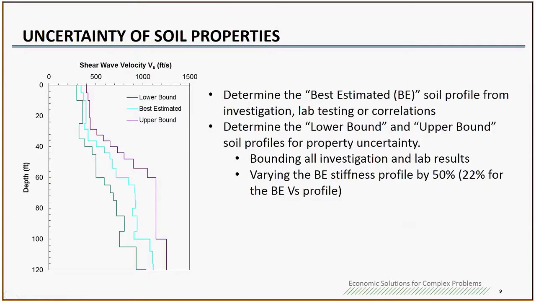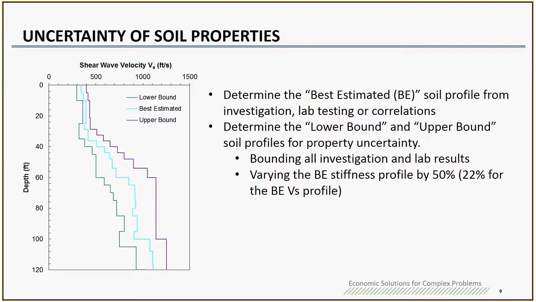In the code, it requires you to consider the uncertainty of the soil properties. The reason is that typically for one project site, even if there is some variation of the soil profile and property, you typically run one site response analysis to cover the entire site. So you need to consider the variation of the soil profile in your project, and to do that, you have to consider the uncertainty of the soil property.